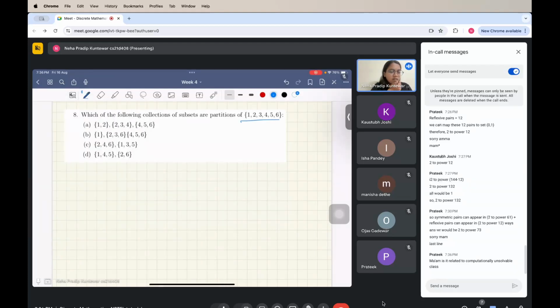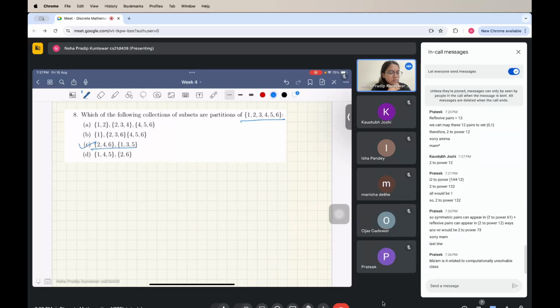So you have this set 1 2 3 4 5 6, and the question is, which of these subsets is a partition of this set? Ma'am, I think that would be option C. Okay, good. That is indeed correct.